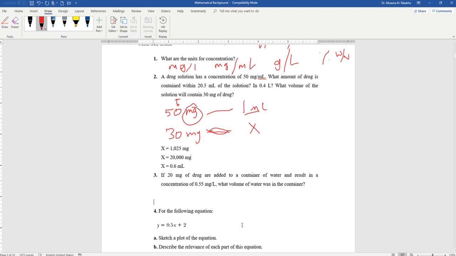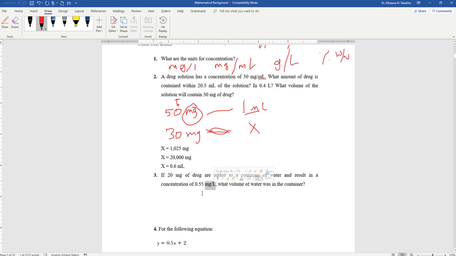It says in the second one, 20 milligram of drug are added to a container of water and result in a concentration of 0.5 milligram per liter. Look here, liter, not ml. And this is the unit of concentration as I explained previously. What volume of water was in the container? We will assume that 20 milligram will not add any volume, meaning the volume of the container will remain the same. Why? Because 20 milligram is a very small quantity to alter the volume.